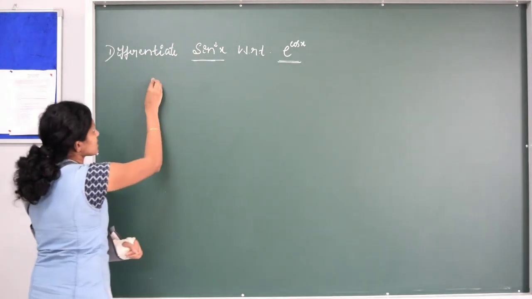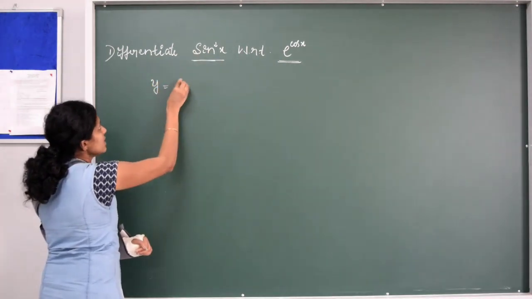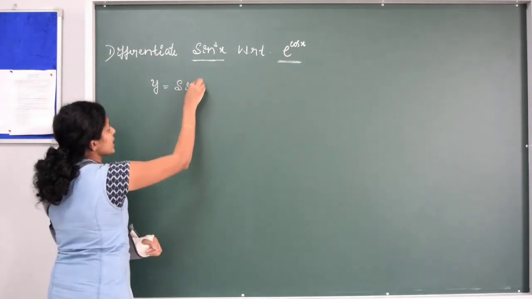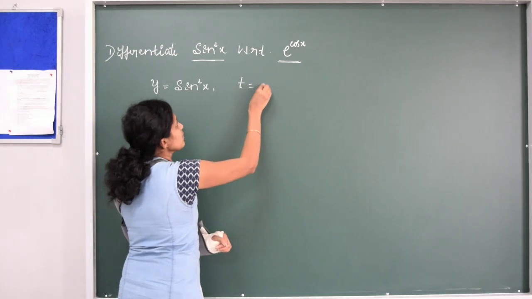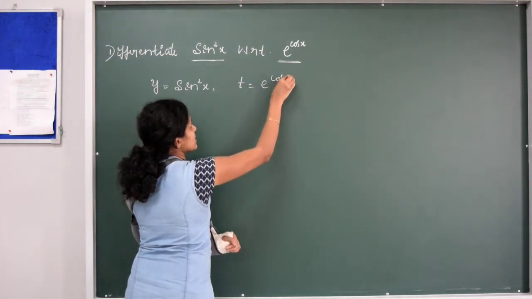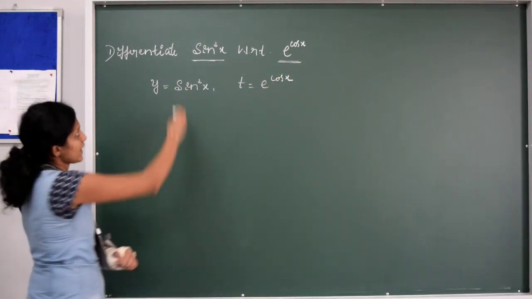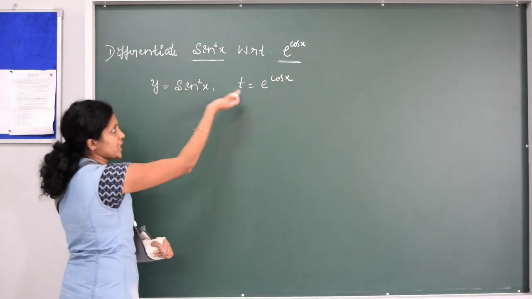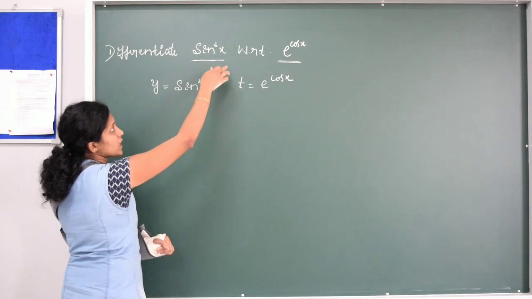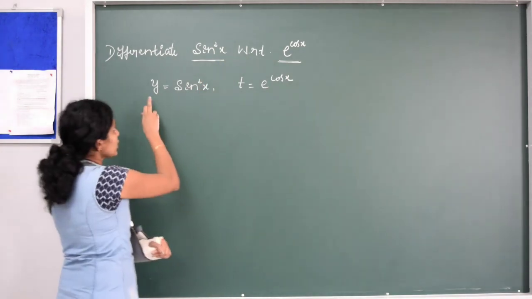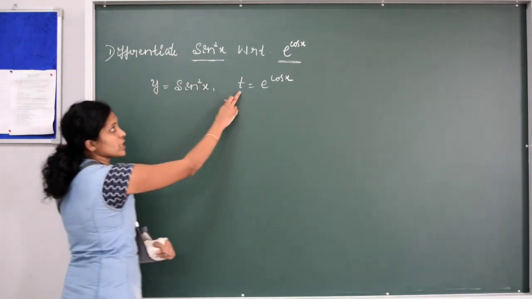We will consider y is equal to, is it clear? y is equal to sin square x, and the other variable we will consider as t. t is equal to e to the power cos x. Is it clear? First, for the given function we have considered y is equal to sin square x and t is equal to e to the power cos x. Now we are differentiating sin square x with respect to e to the power cos x.